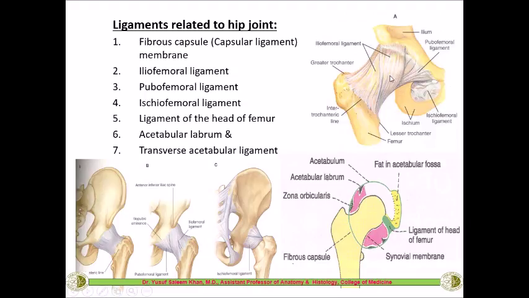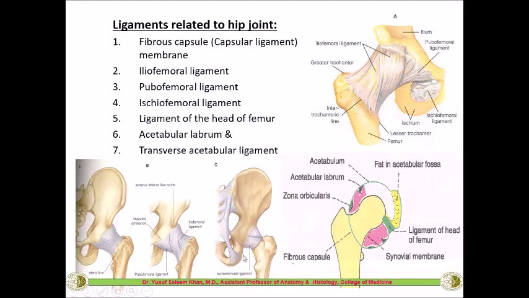This is called the iliofemoral ligament. So this is a ligament running from the ilium to the femur, so it is called the iliofemoral ligament. This is in the front. If you see from the front, then you can appreciate this ligament called the iliofemoral ligament.